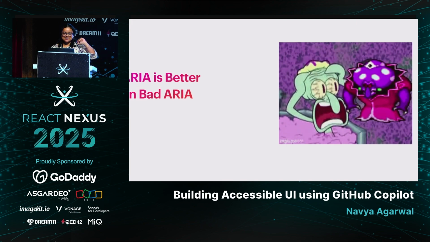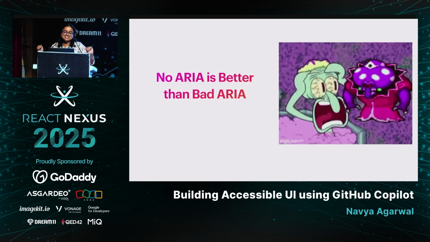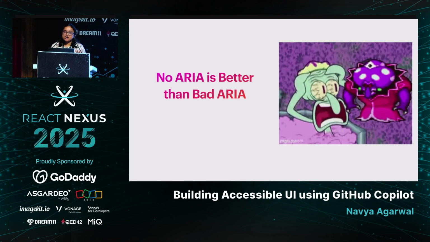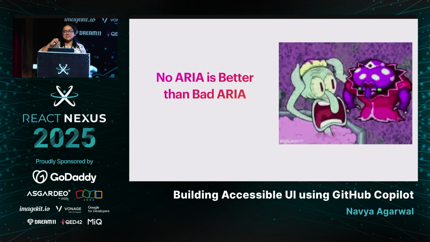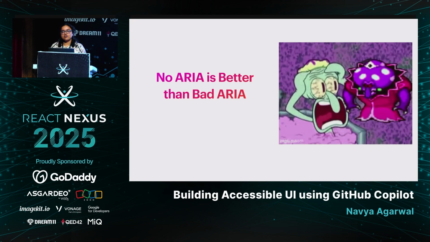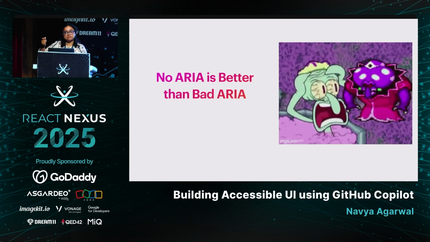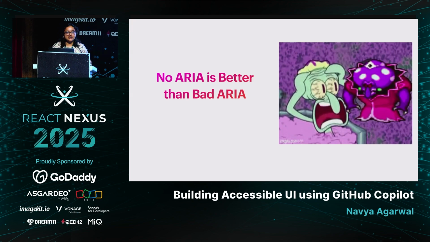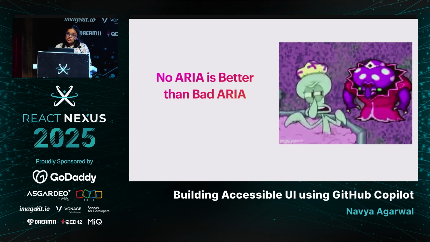There is a saying, no ARIA is better than bad ARIA. ARIA attributes and roles are just like salt to your food. If you put too much salt in the dish, it spoils the whole dish, right? Similarly, you create a button using a div and add a role as button, but do not take care of tab index or the styles like disabled style or focus style. If you do not take care of it, it is actually dangerous.